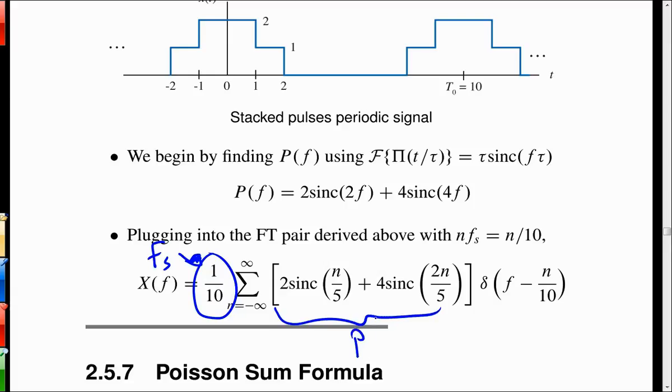And then drop into here. This is your P of n times, well, I guess I should be calling this F naught in this case. It's F naught. Put in n times F naught, so you're sampling accordingly. So all I did was, n times F naught here is just n over 10, right? Because the period is 10.